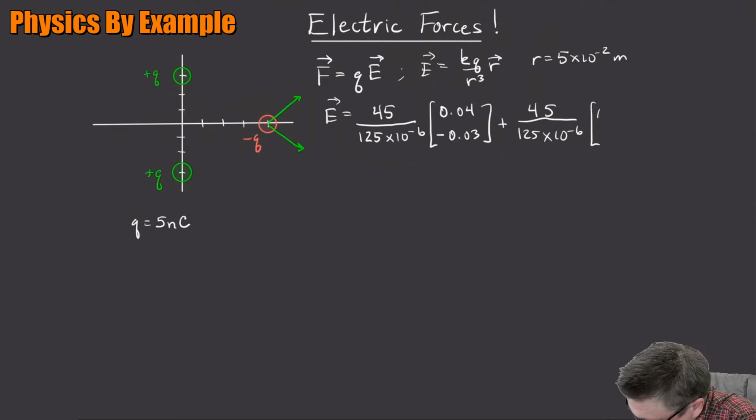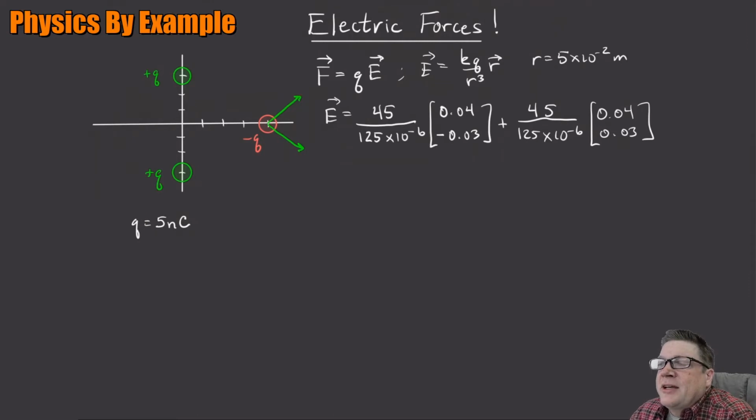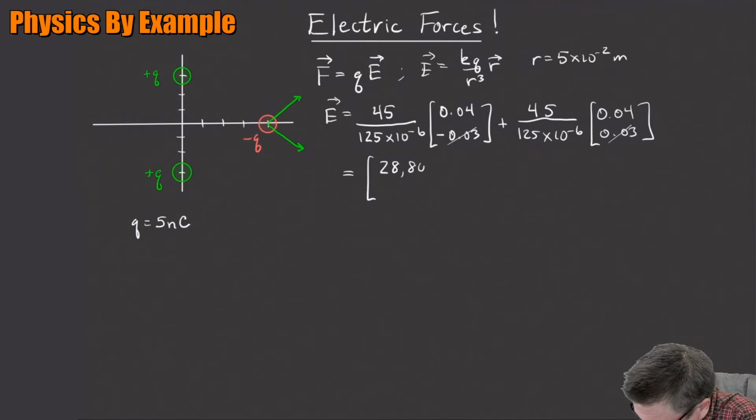So this is going to be 0.04, 0.03. Okay, and sure enough, look, I've got the same thing multiplying the y coordinates, except one's plus and one's minus. So these two are just going to cancel. Sure enough, the y components are going to cancel. And all I get in the x is 2 times 45 times 0.04 over 125, blah, blah, blah. I think I've already done it. And what I get is, let's shorten this up, 28 newtons per coulomb. Okay, so that's the electric field.